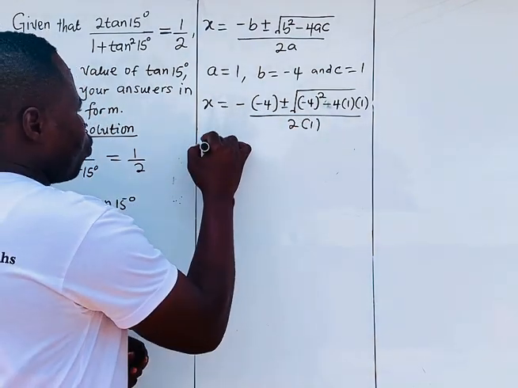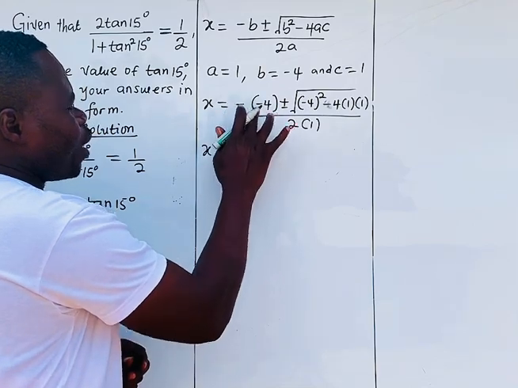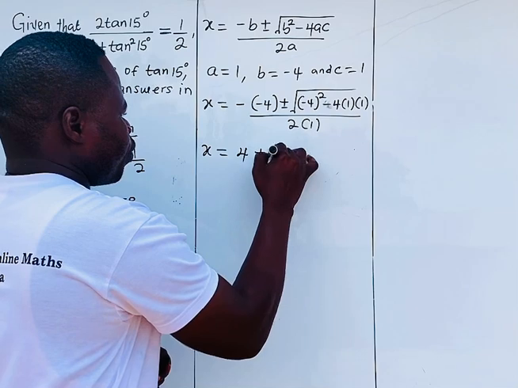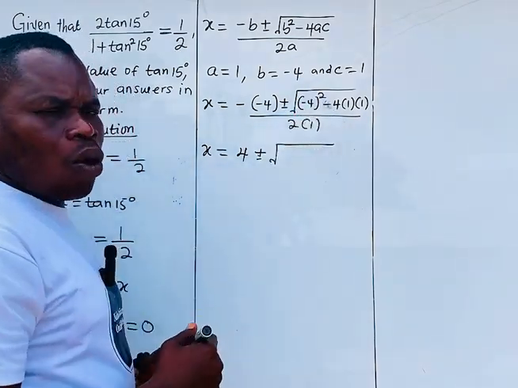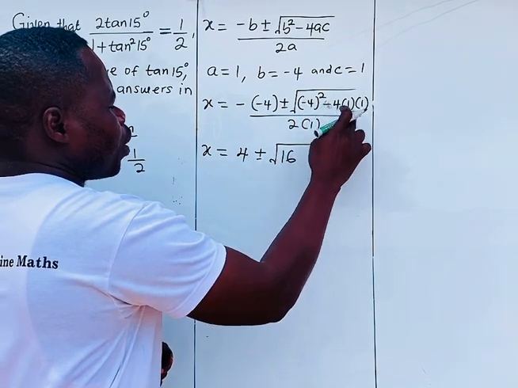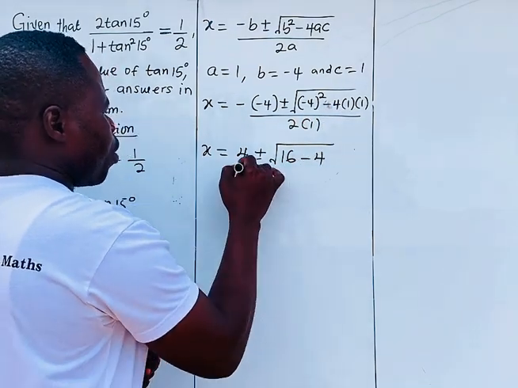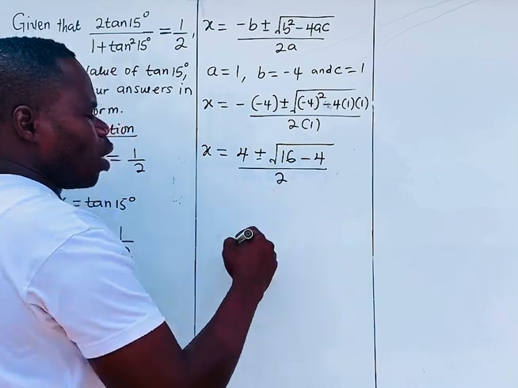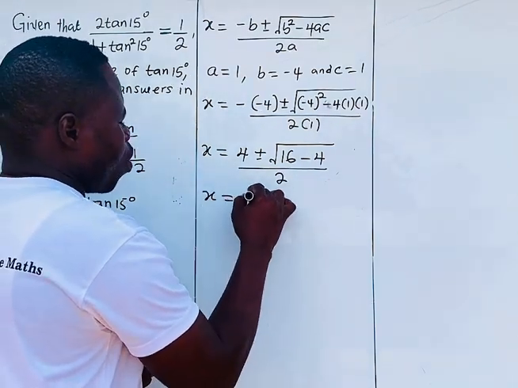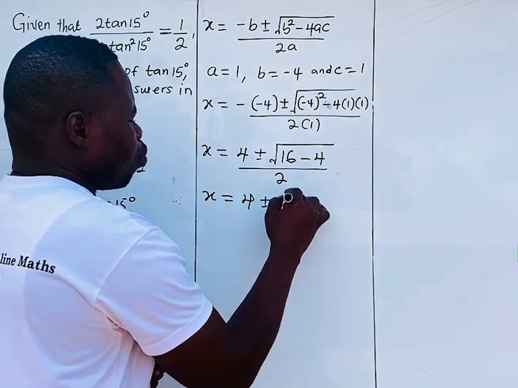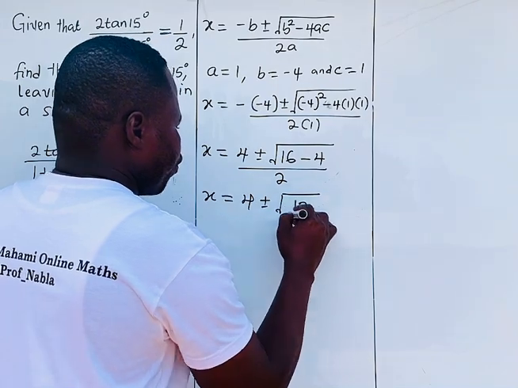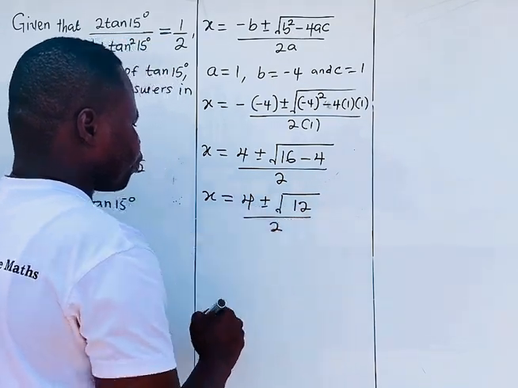Now, to continue, I have x equal to, negative times negative will be positive. So I will now have positive 4 plus or minus the square root of minus 4 squared, which gives me positive 16, minus 4 times 1, all over 2 times 1, which is 2. I'll have x equal to 4 plus or minus the square root of 16 minus 4, which is 12, all over 2.